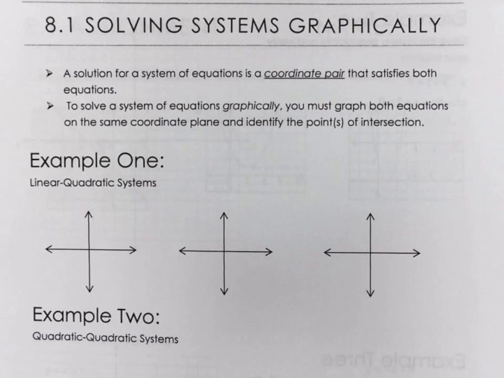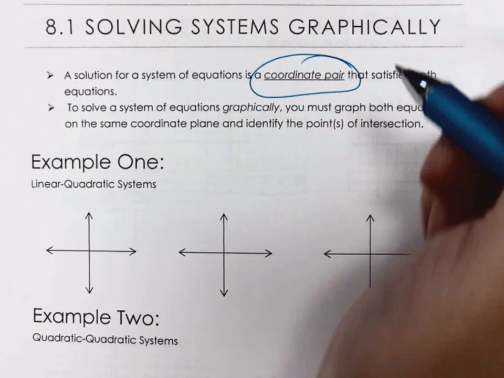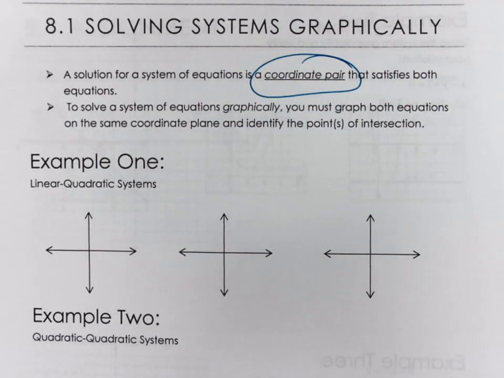So similarly with this, we're looking for where the two graphs intersect. What does intersect mean? Meet. They cross or they meet, and we need the coordinate pair stated for the solution. So you need that whole coordinate pair where they meet as the solution for this. So you're going to be doing a bunch of graphing, FYI, for this lesson.